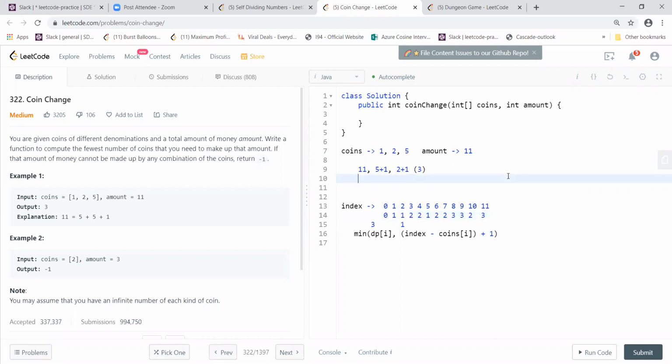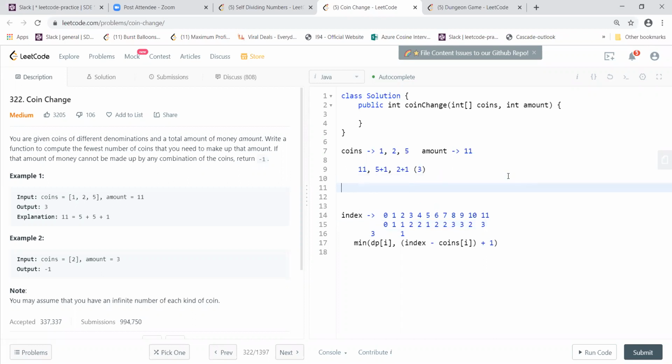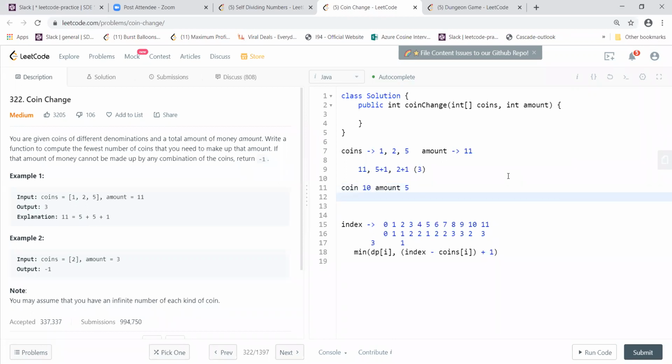Sorry, come again. Let's say I have a coin of denomination 10 rupees, and the amount is 5. So in that case, before, actually, one thing I should have done is, instead of initializing this to 0, it should be initialized to a maximum value. Yes, exactly, therefore the minimum won't work in that case, right? So I should have initialized all to the maximum value and set the 0th index to 0, because that is the base case.